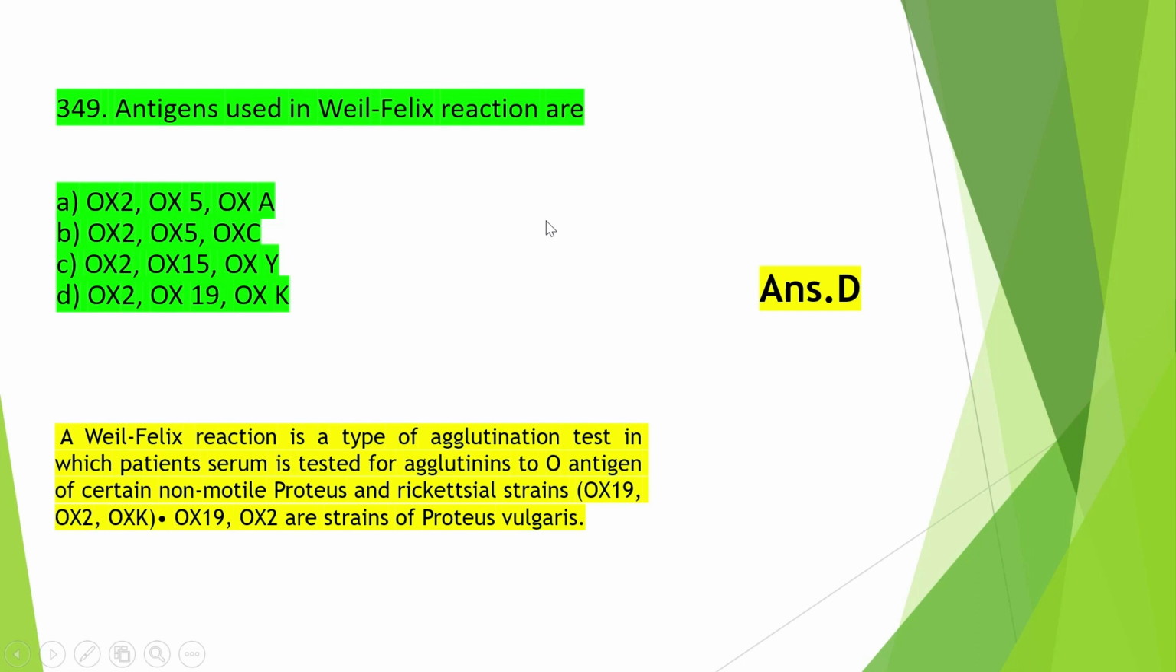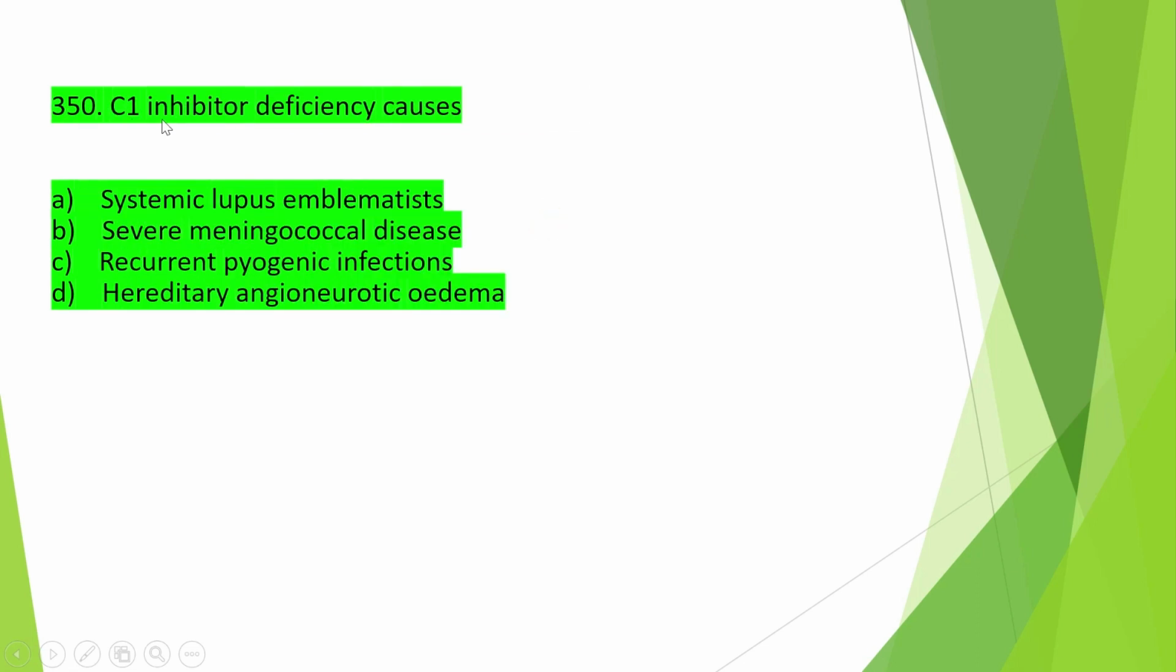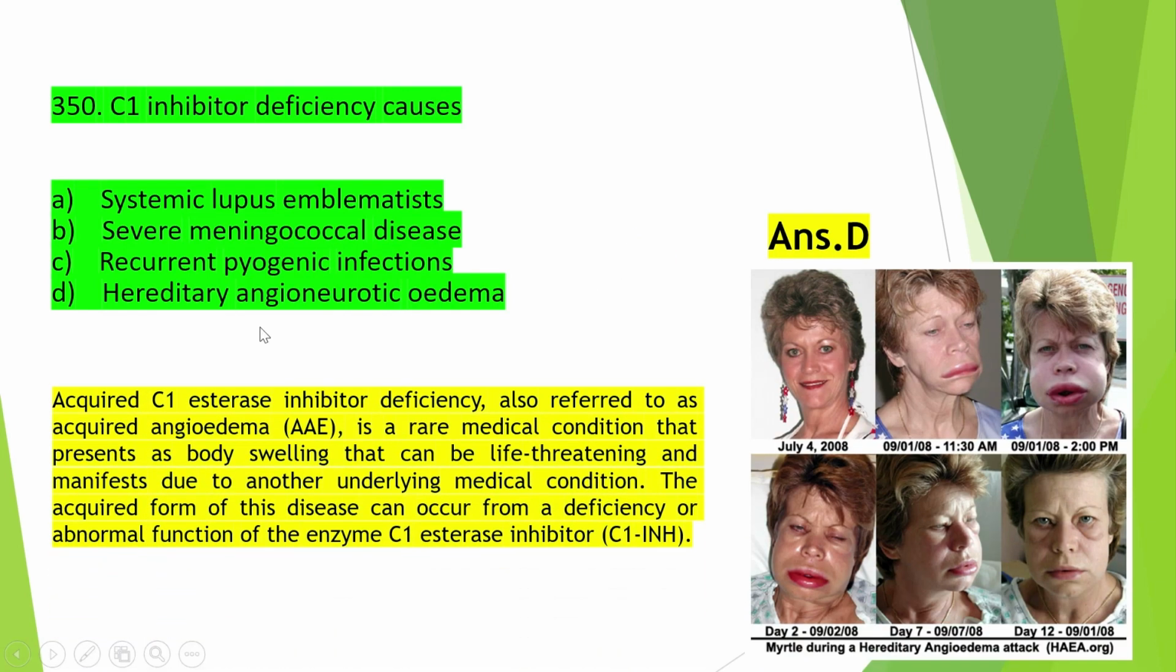Okay, and the last question is: C1 inhibitor deficiency causes systemic lupus erythematosus, or severe meningococcal disease, or recurrent pyogenic infections, or hereditary angioneurotic edema, and the right answer is option D, that is hereditary angioneurotic edema.